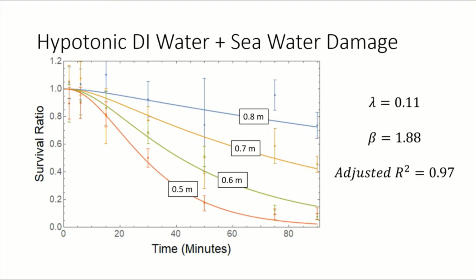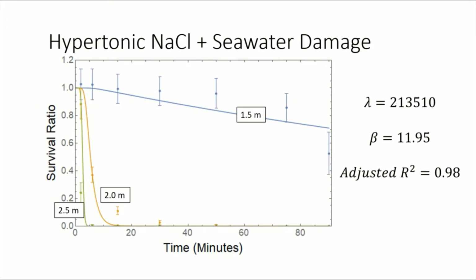Now that we have a handle on the model, let's see how it fits the data. Here we have the survival ratio normalized to the control. We only fit 2 parameters for the entire swelling damage model and achieved an adjusted R-squared value of 0.97. This means each one of the colored lines uses the same lambda and beta numbers, and our model does a pretty good job at explaining the data. As for shrinking, the hypertonic NaCl solutions showed a different story in the fitted constants. Despite this difference, the R-squared value was still pretty good, indicating our model is successful at explaining shrinking damage throughout time.